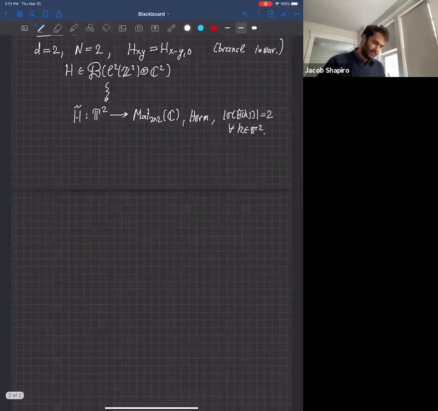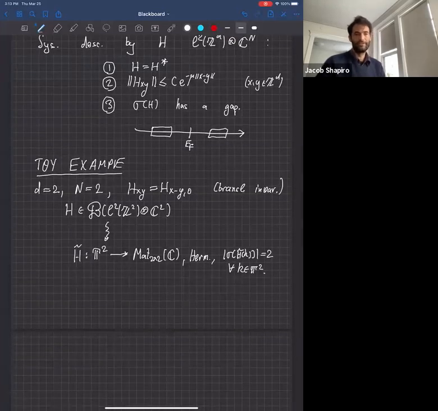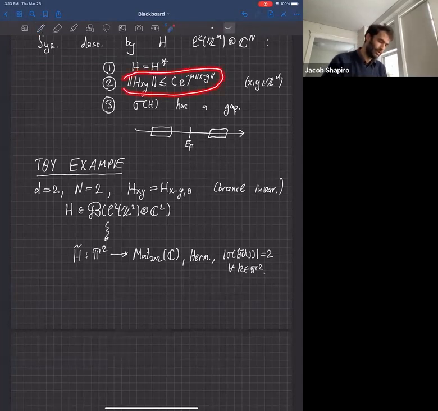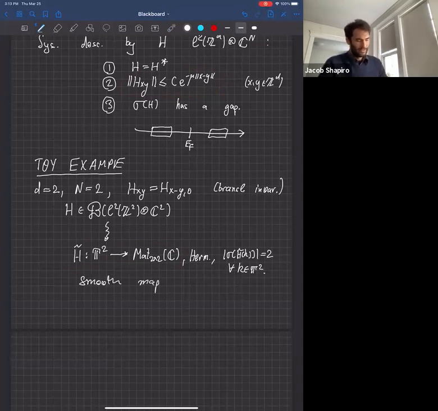Moreover, there's another important point about this, and that would be the requirement of locality. Locality turns into a certain regularity in momentum space, namely this type of off-diagonal decay that you have in real space would correspond to regularity of this map as a function of the 2-torus. And so, for example, it would be smooth. Once you say the word smooth, that's sort of when you can start thinking about algebraic topology.